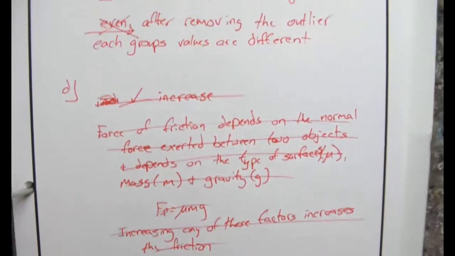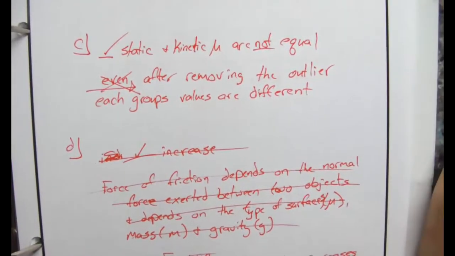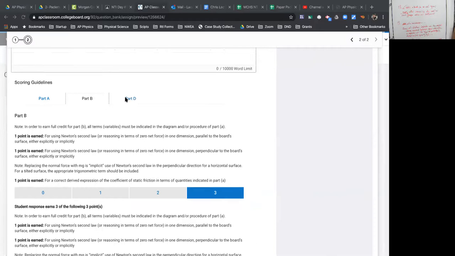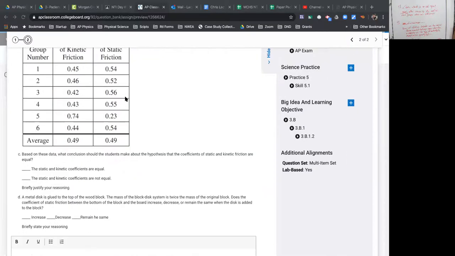Part C. Oh yeah, part C. Let's go back. Let's look at the question. What? Part C isn't on here. Part C, based on the data, which conclusion would the student make about the hypothesis that the coefficients of static frictions are equal? All right, so I checked that the kinetic and static frictions are not equal.